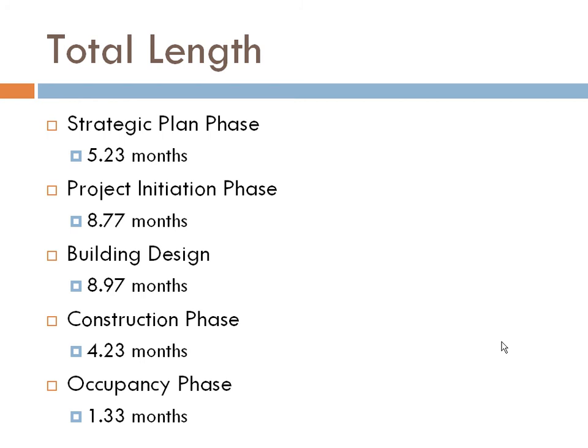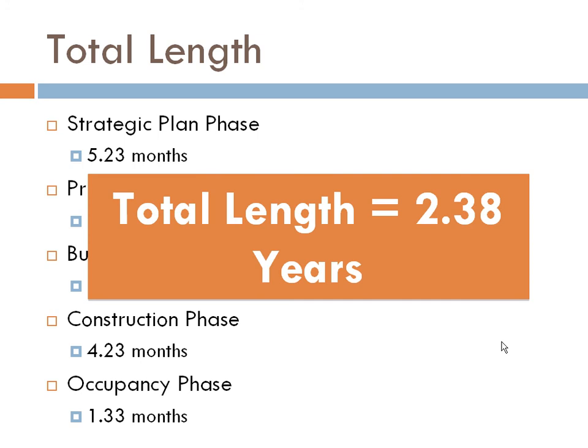Once all information is correctly entered into Merlin, the total length for each major step, as well as the entire project, is formulated. Specifically, the strategic plan phase will last for 5.23 months, the project initiation phase will take 8.77 months, the building design phase will last the longest with 8.97 months, the construction phase will be finished in 4.23 months, and the occupancy phase will be shortest with 1.33 months. Thus, the total length of the capital project will be 2.38 years.